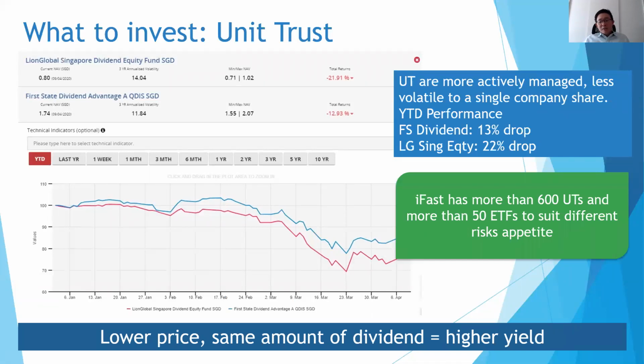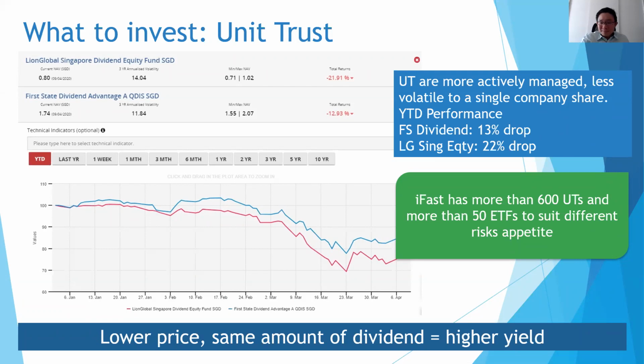So basically what this means for you is that the unit trust prices are now lower. Assuming the dividend amount remains the same, that equates to a higher yield for you as an investor. IFAST has more than 600 unit trusts and more than 50 ETFs to suit different risk appetites of investors.